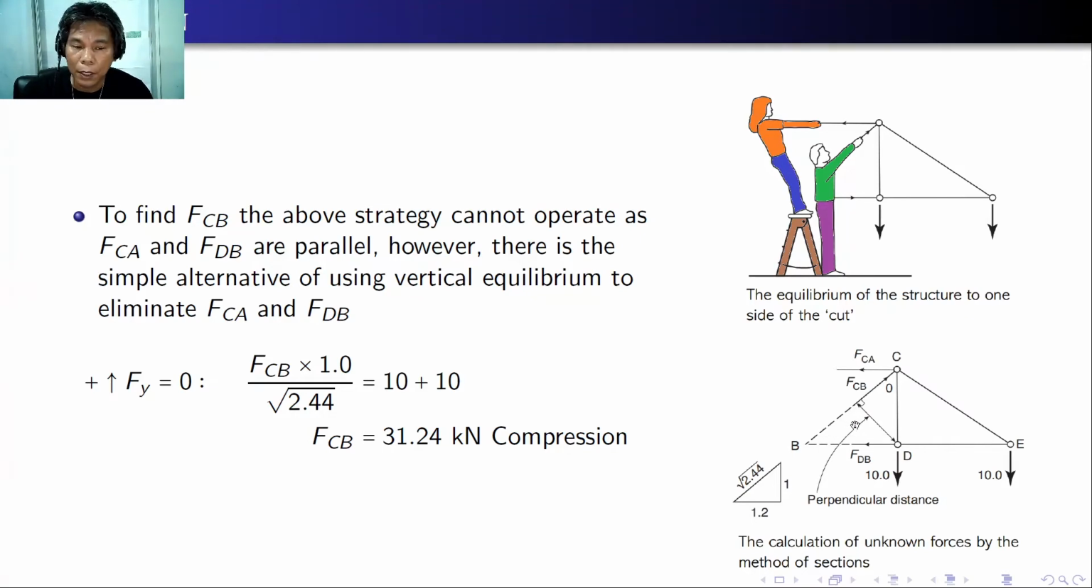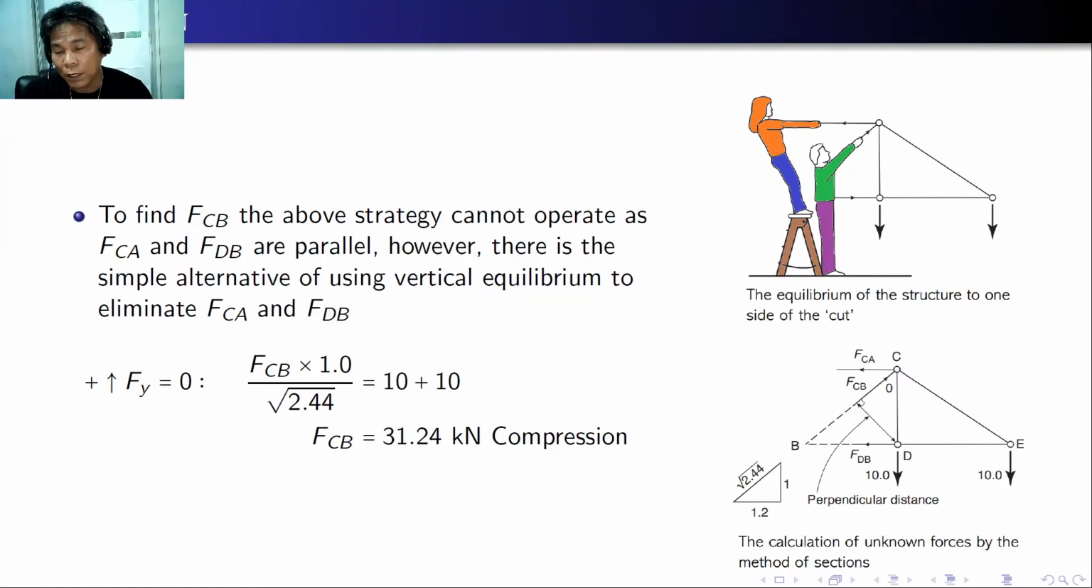So here, if we sum up vertical forces, we have three forces only. The component of FCB, which is vertical, using the slope 1 over square root of 2.44, is equal to 10 plus 10, that's 20. So here, FCB is 31.24 kilonewton, which is compression. Okay, so we were able to successfully compute the three forces with independent equations.